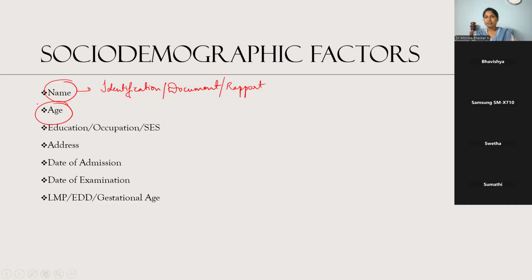Age of the pregnant mother is very important. Why is it important? Because in the teenage pregnancies or in the elderly pregnancies, the chances of obstetric complication is slightly higher compared to the age group of 20 to 35. 20 to 35, we usually tell that it is slightly safe for pregnancy, while less than 20 years is considered as teenage pregnancies and more than 35 years are considered as elderly pregnancies.